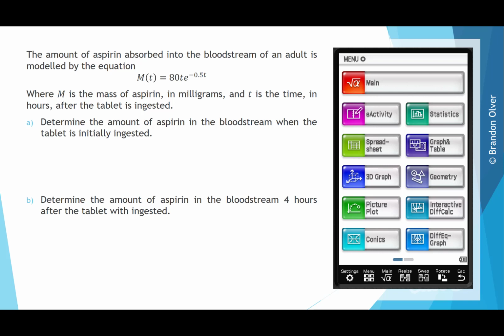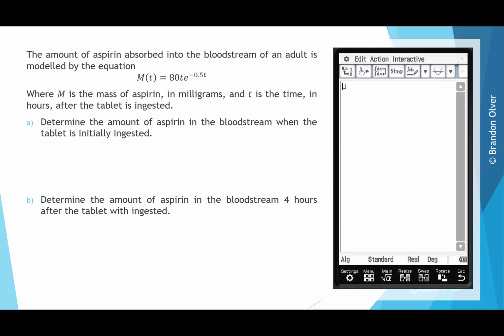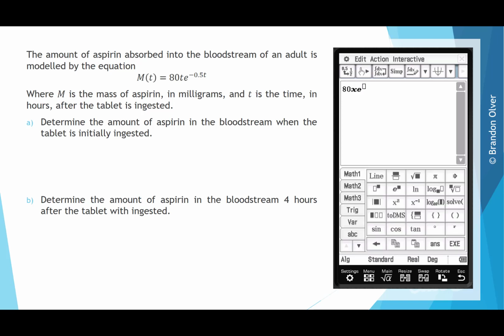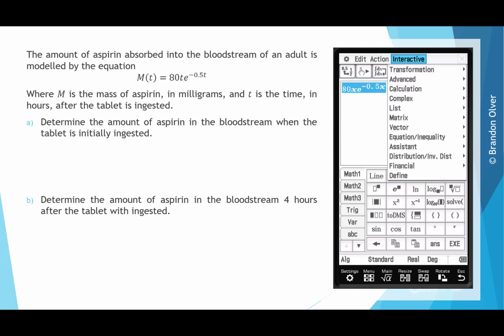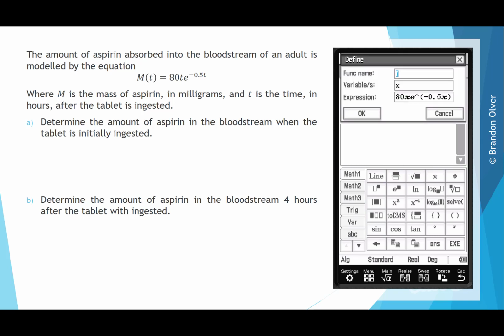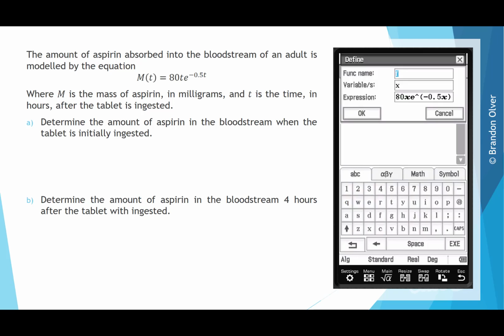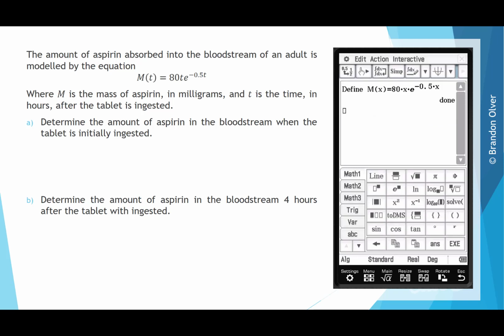So before we get too far into this question, what we're going to do is define this function on the calculator. So go into the main menu, and type out our function, but instead of using t, we'll use x. So we want 80x times e to the power of negative 0.5x. And now if we highlight this and go interactive define, we can give the function name using the ABC keyboard as capital M of x, and that is our function defined.